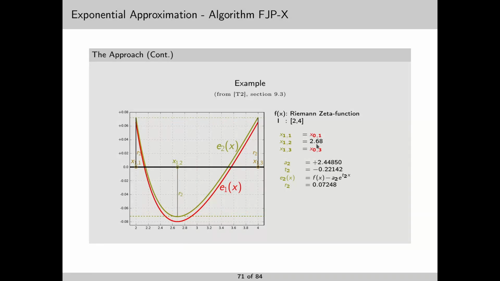With these points, equations 2 give us these coefficients a2, t2, and this is the associated error function e2. R2 is the absolute value of the error function at x11, x12 and x13. This is a better approximation. In fact, here we happen to have arrived at the best approximation already. E2 has an alternate of length 3.